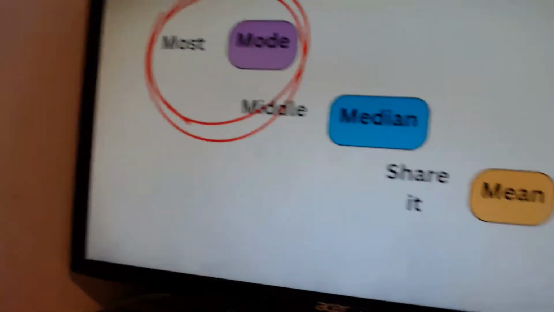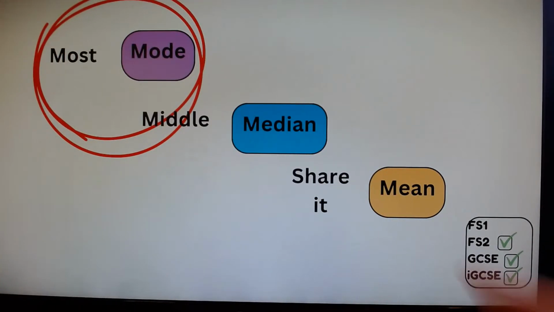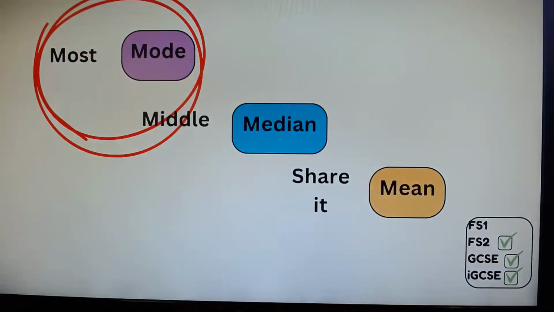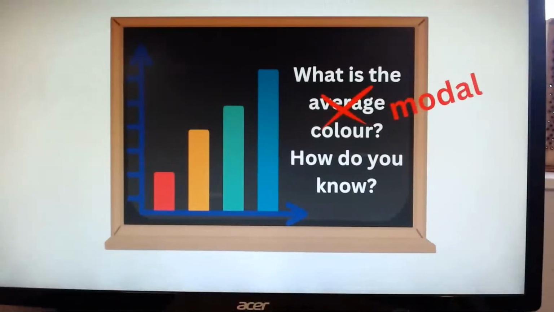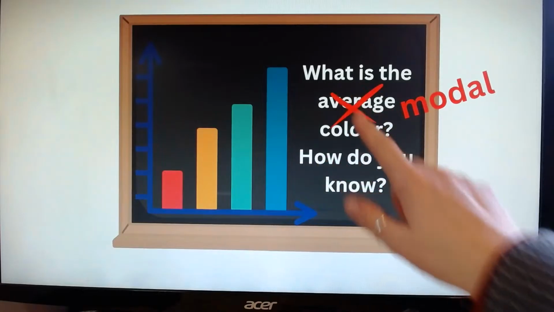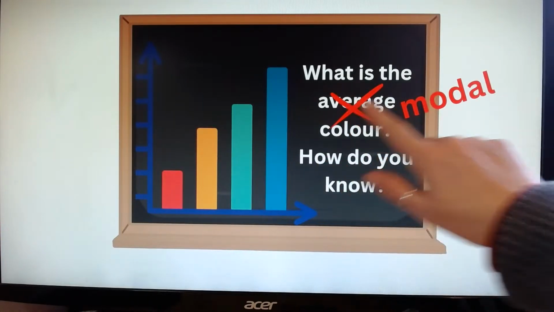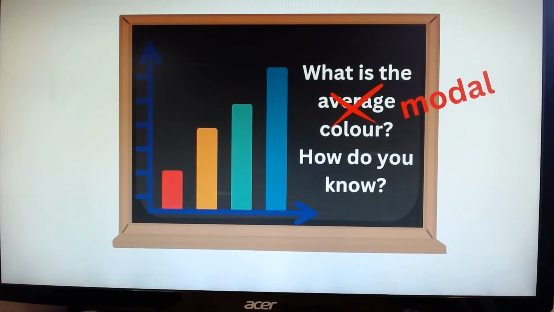Definitely. Okay, so we're going to look at the mode next, which is the most. I always found this helpful to remember. They both start with mo. Most, mode. So it's the most or the most common. If we come back to our starter question, what is the average colour? If I replace the word average and I'm more specific about what type of average, and I say the modal colour, this modal is just another way of saying mode.